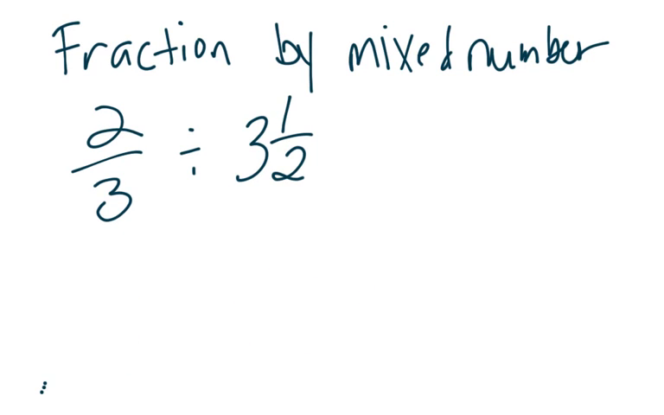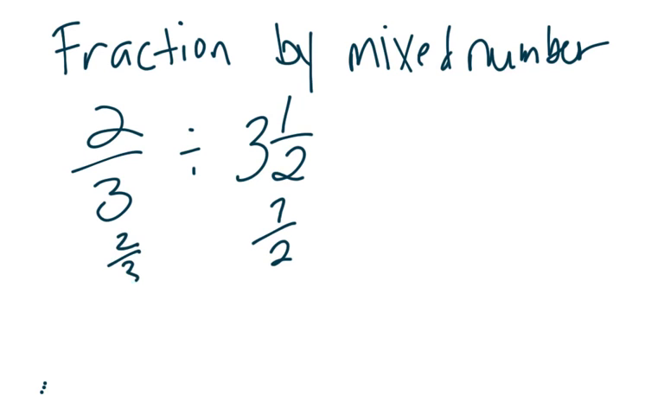Now I have 2/3 divided by 3 1/2. 3 1/2 is a mixed number, so I must turn that mixed number into an improper fraction before I begin. 2 times 3 is 6. That's where I start. And then I have to add my numerator. Plus 1 is 7. So 3 1/2 becomes 7/2.